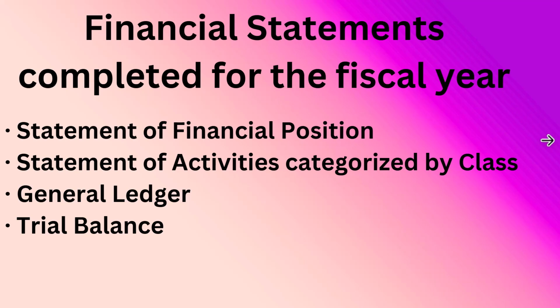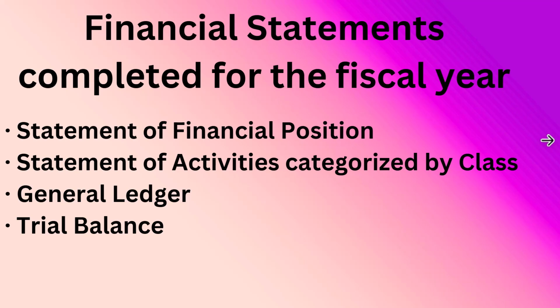You'll also need the financial statements for your fiscal year. And so you'll need your statement of financial position, which in the for-profit world is called the balance sheet. You also need the statement of activities, which is also called profit and loss. So you'll need your statement of activities categorized by class.